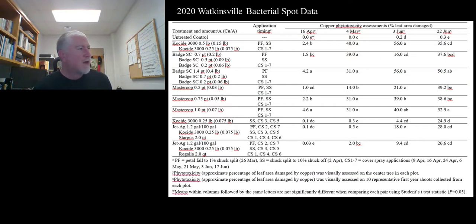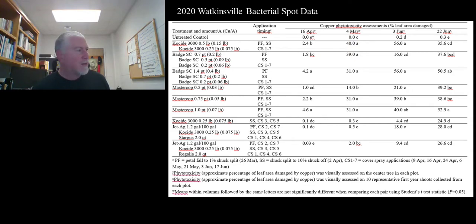If you're looking at damage, again, I just want to show you some of the damage we got out of these trials. Now, this was a pretty intensive trial, so I'm only going to point out a couple of things. One, we utilized COSIDE 3000, and that's copper hydroxide, Badge, which is copper oxychloride and copper hydroxide, and then Mastercop, which is copper sulfate pentahydrate.